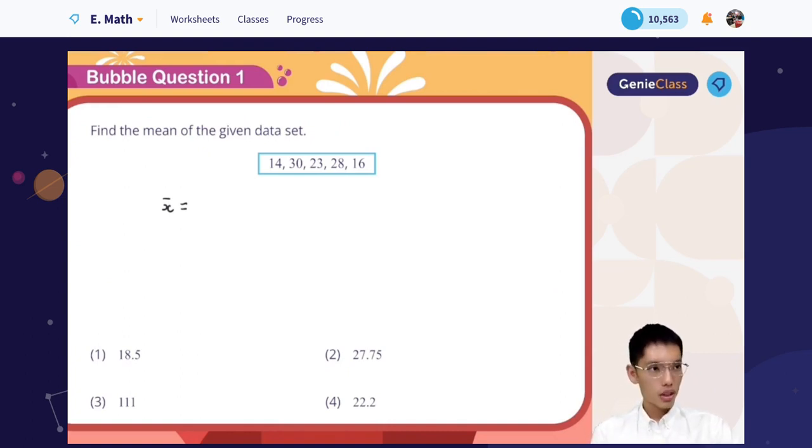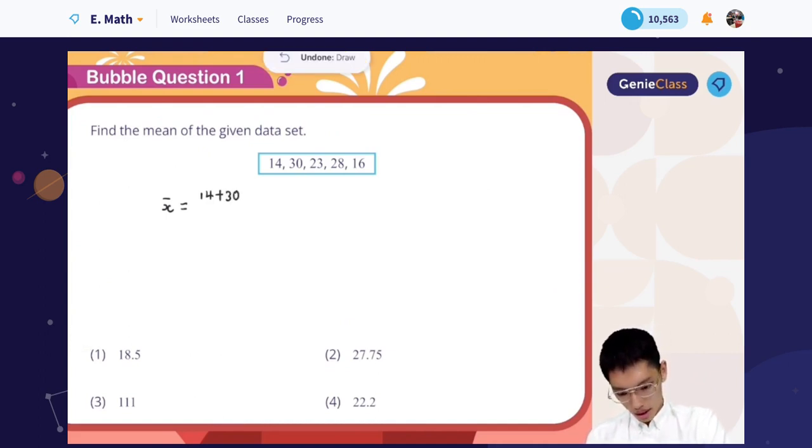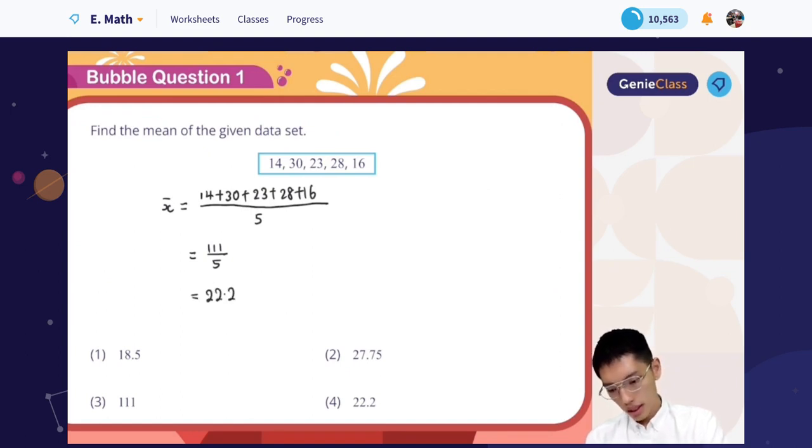Most of you got it right. That's good. I'll just go through. In this case, for the mean, you can just use your calculator for the shortcuts. Or if you want, it's 14 plus 30 plus 23 plus 28 plus 16, divided by how many values I have? This is going to be 5. So therefore, 111 divided by 5 gives me 22.2. This is then my answer over here.